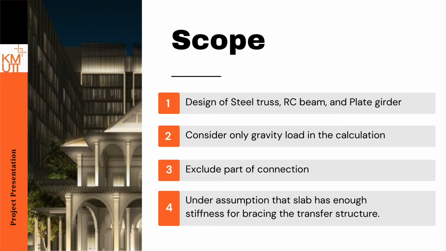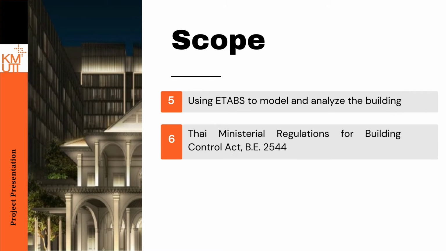The scope of the project. Design of the steel truss and plate girder is in accordance with AISC 15th edition, and design of reinforced concrete beam is in accordance with ACI 318. Consider only gravity load in the calculation. Exclude part of connection. Design under the assumption that slab has enough stiffness for basing the transfer structure. Using ETAP software for modeling and analyzing the building. Design under load control by Thai Ministerial Regulation for Building Control Act.